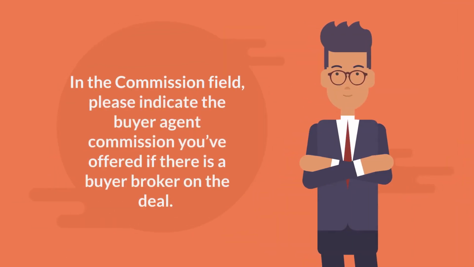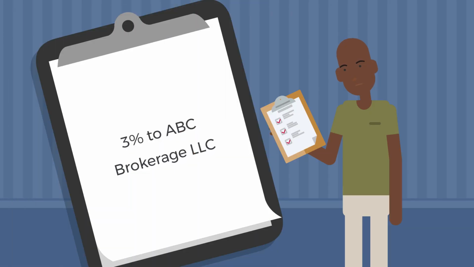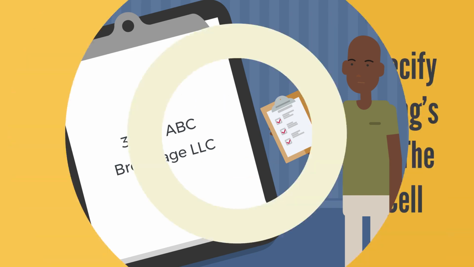In the commission field, please indicate the buyer agent commission you've offered if there's a buyer broker on the deal. Here's an example. 3% to ABC Brokerage LLC. If your buyer's unrepresented, simply list NA in this field.